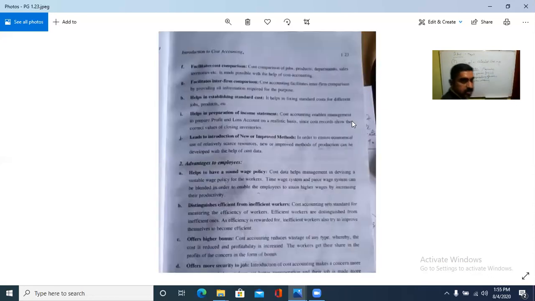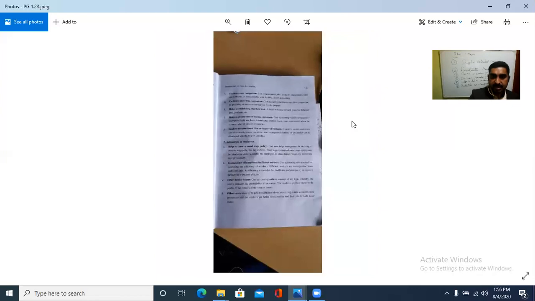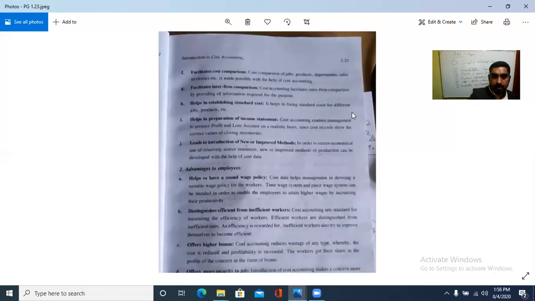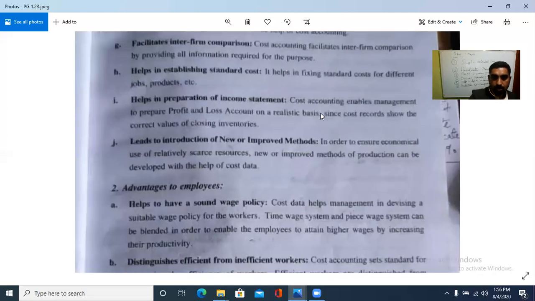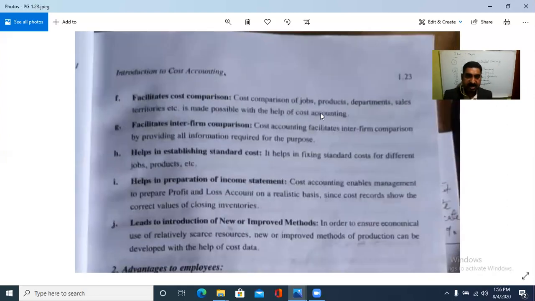Then facilitates cost comparison. Comparing the cost with the other methods. So cost comparison of jobs, products, departments, sales territories, etc. made possible with the help of cost accounting. So that is the case. Facilitates cost comparison. Comparing the cost with the other departments or products or process.